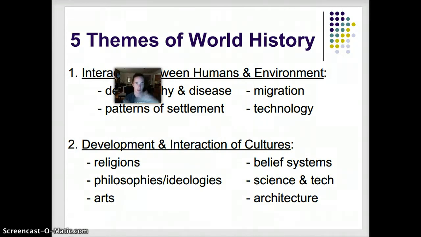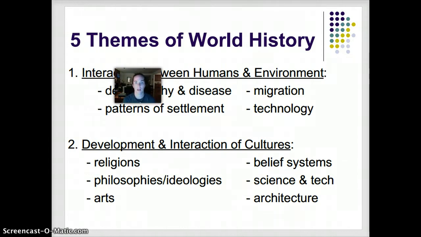It all connects. All right, so the first theme is interaction between humans and the environment. We're going to look at things like demography and disease. Demography, if you did not know, is the makeup of the population or changes in the population. We spend a lot of time during this period talking about migration and patterns of settlement. So people moving from one place to another place, etc., and then the rise of technology over time.